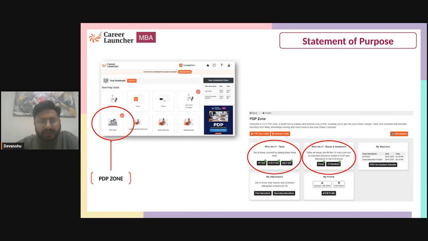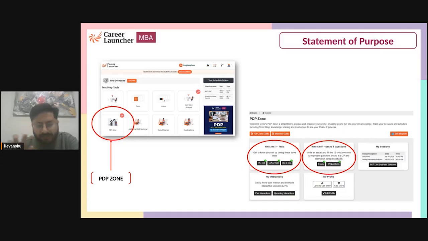So in this, basically, at Career Launcher, we have a PDP zone. Once you click on the left-hand side of the screen, you can see there is a PDP zone which is encircled. Once you click on it, there's a tab on the right side. There's a new window that will open.